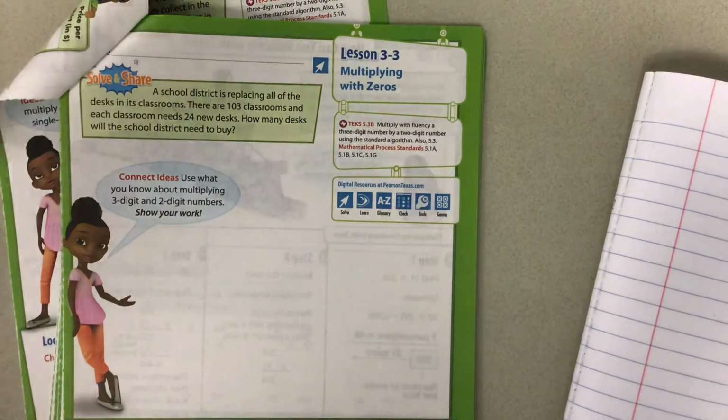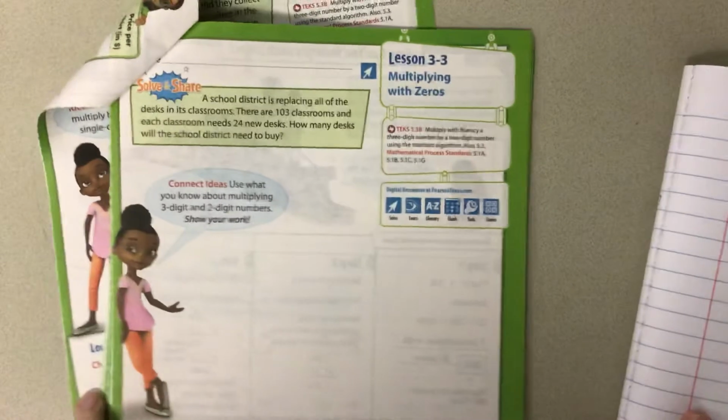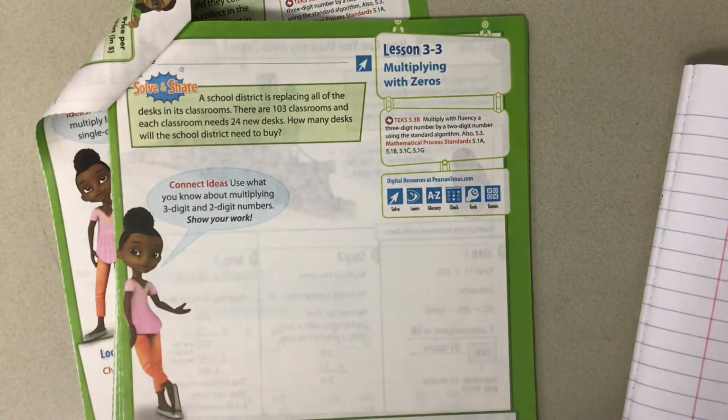Hello, welcome to lesson 3.3, multiplying with zeros. We're going to be talking a lot about place value today.